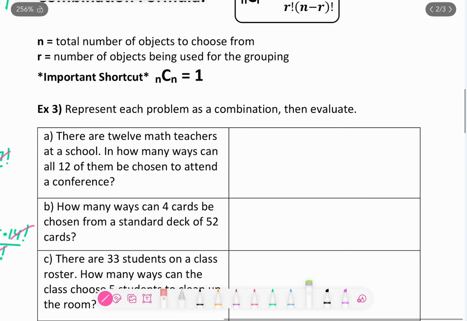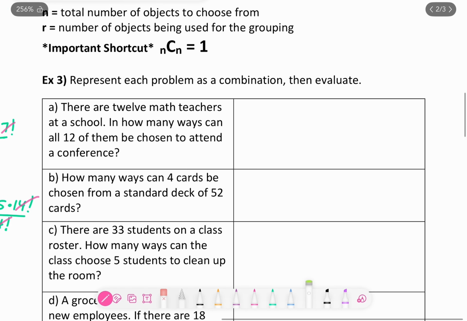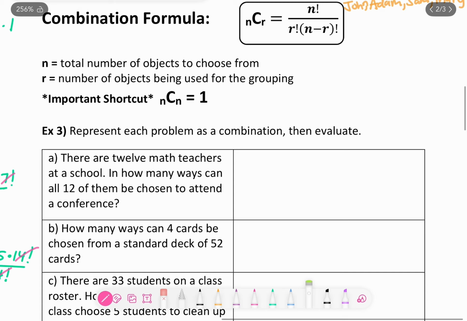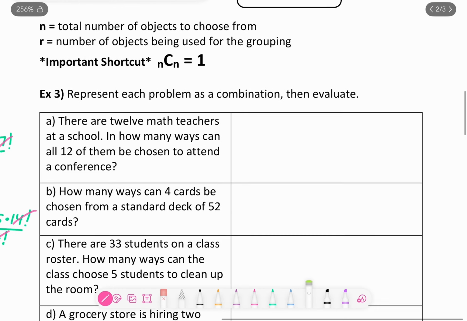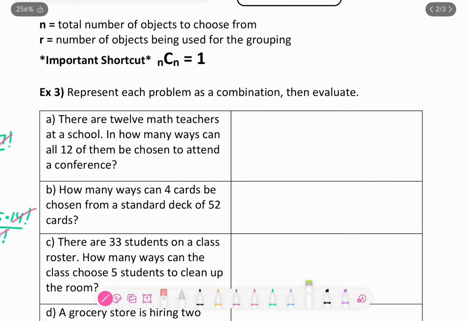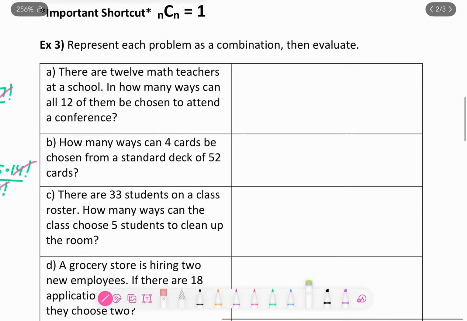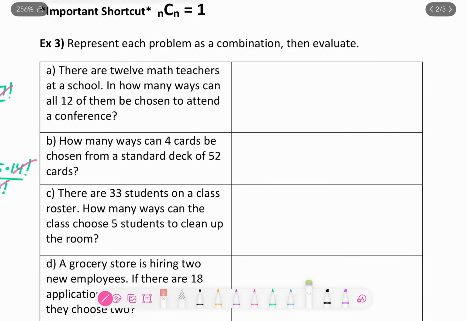Okay, so let's take a look at these. Represent each problem as a combination and then evaluate. Remember, N and R still stand for the same thing. It's just now these are going to be combinations where the order doesn't matter, and we'll talk about why that is. And so that's going to change the answer. So there are 12 math teachers at a school. In how many ways can all 12 of them be chosen to attend a conference?